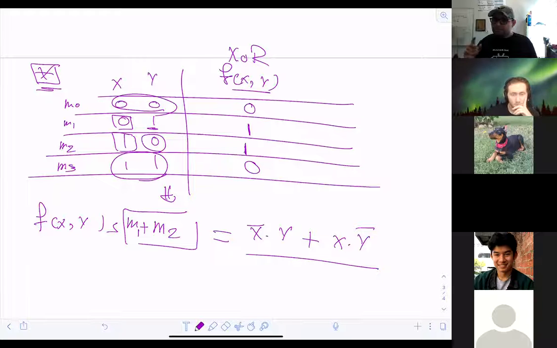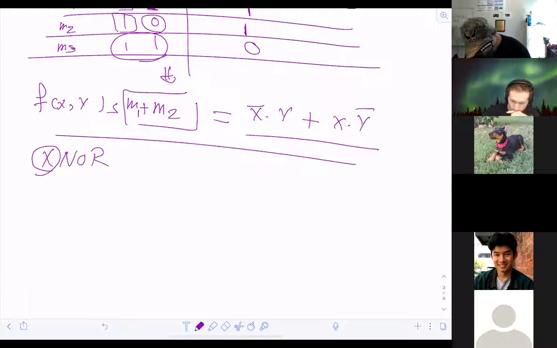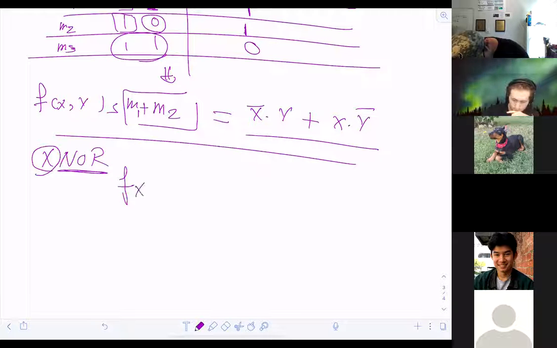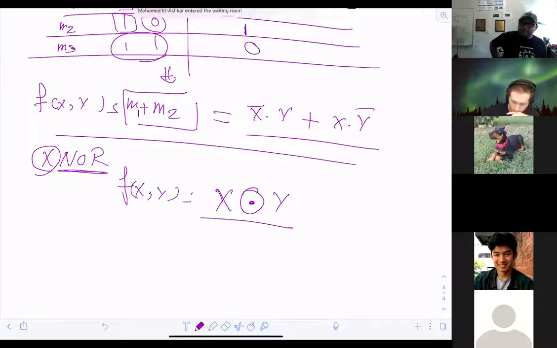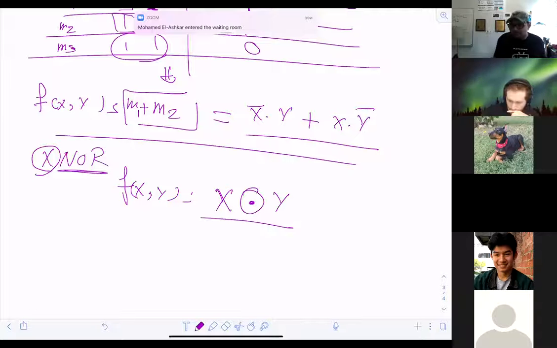Okay? What about the last function? It's called XNOR. That's really easy. It's the NOR that we learned, right? And exclusive, right? So we have the other function here, called XNOR, exclusive NOR, which is basically XOR inverted. So if you learn one, you will get the second, right? So it's F of X,Y equivalent to X XNORed with Y, right?